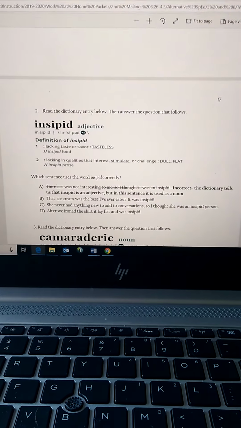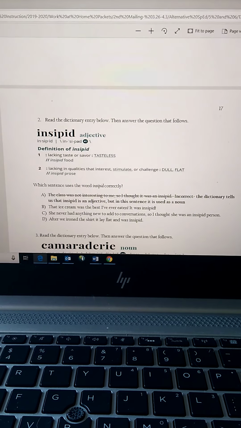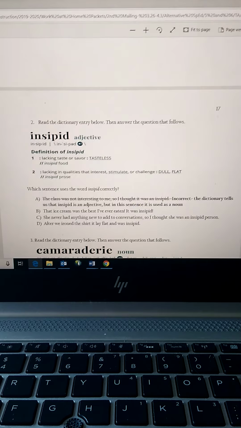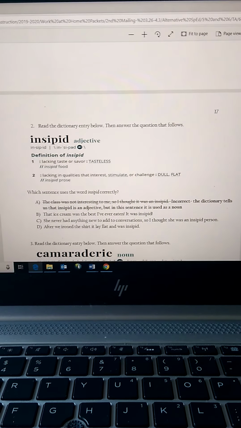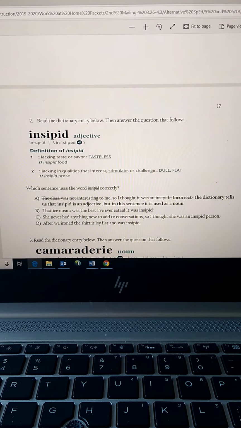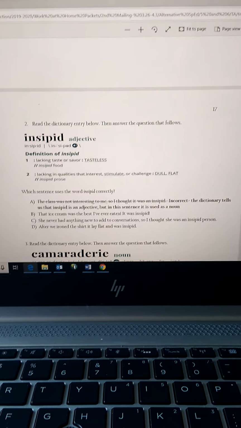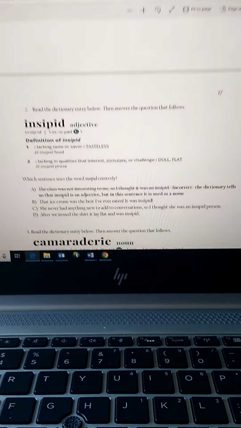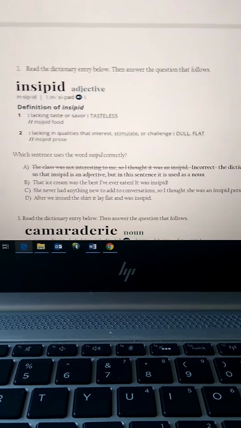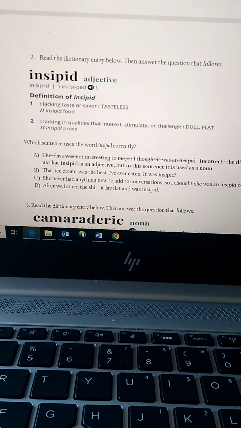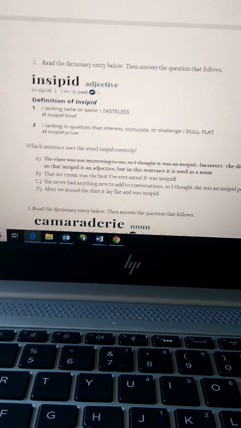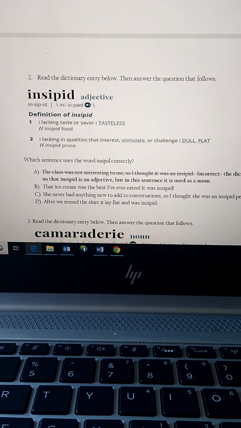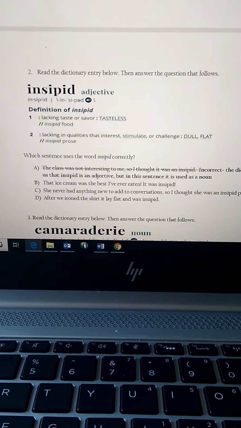All right, so let's look at the question. Which sentence uses the word insipid correctly? A, the class was not interesting to me, so I thought it was an insipid. That's incorrect because the dictionary tells us that insipid is an adjective, but the way that this person used it in sentence A, they used it as a noun, so that can't be right. Let's look at B. That ice cream was the best I've ever eaten. It was insipid. So think, if that person is saying it's the best ice cream they've ever eaten, would it be insipid or tasteless?